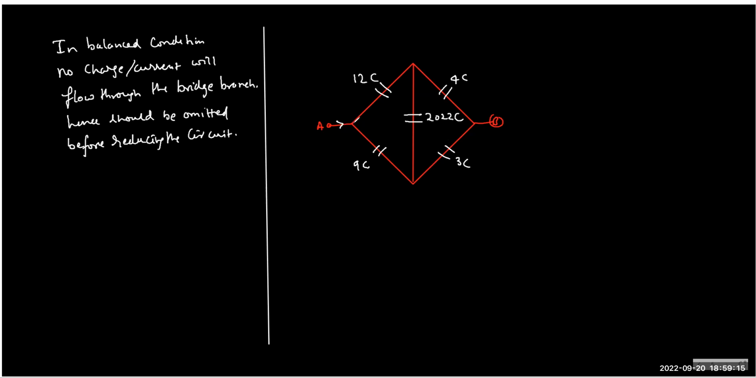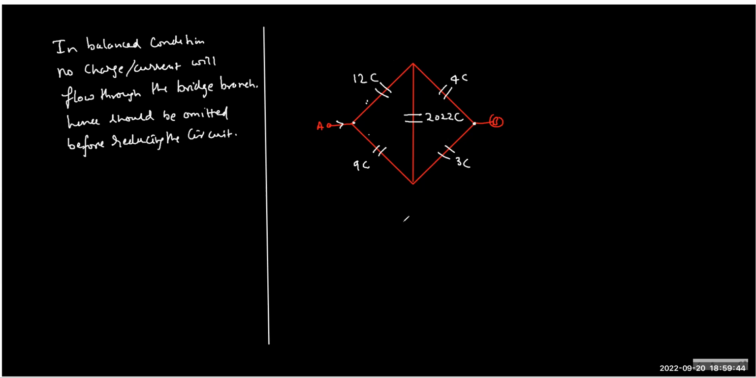If I come at this end, I can see the ratio of the branches: 12 by 9, 4 by 3, which is exactly the same on the other side also. Also, you can see the cross product is the same: 12 times 3 is 36, 9 times 4 is 36. Also, the ratio this way is the same: 12 by 4 is 3, 9 by 3 is 3. In multiple ways, you can see the ratios are maintained.